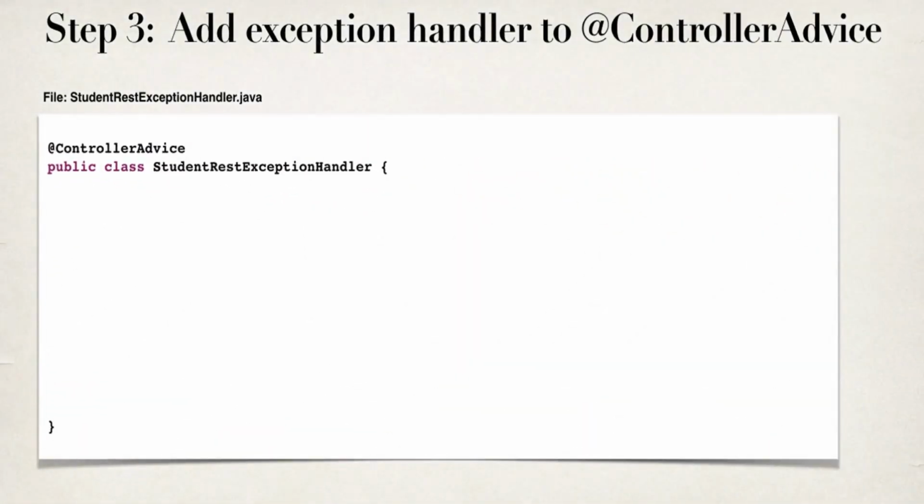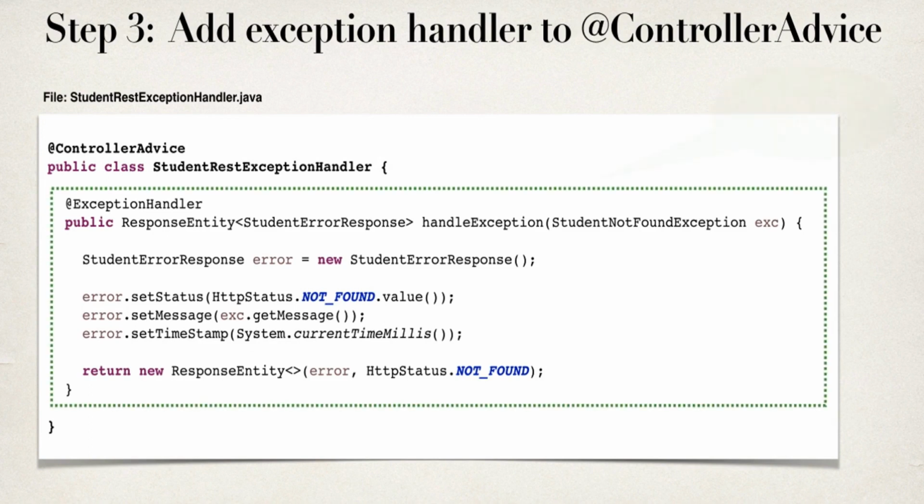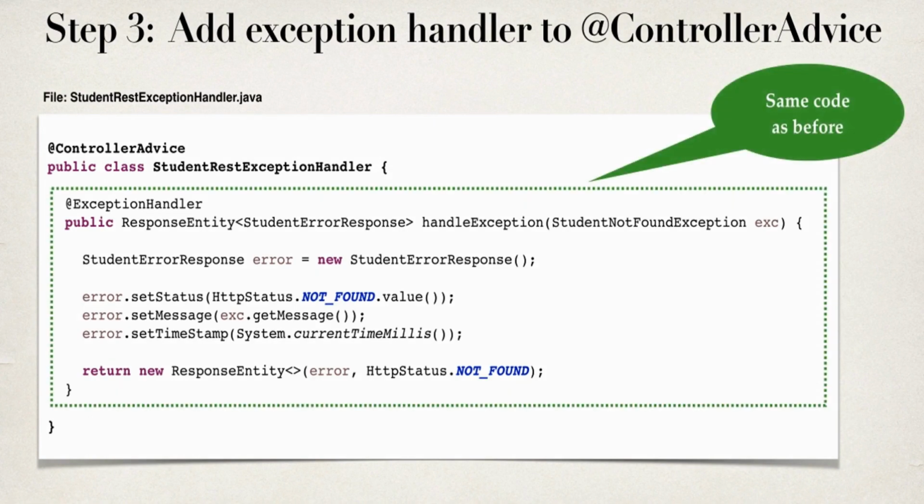Step three is adding the exception handler to the controller_advice. That code that we just removed from the service itself, we'll just place here in our StudentRestExceptionHandler, and that's the same code as before. The actual coding portion for this exception handler method is exactly the same. There's nothing special, no changes. We're simply moving code from one class over to another class. And this @controller_advice makes the code available on a global basis for our given application.